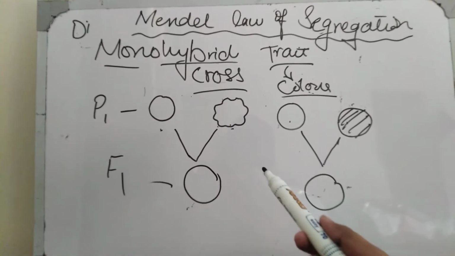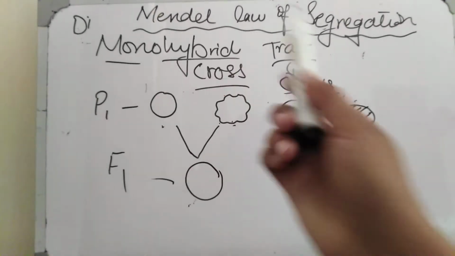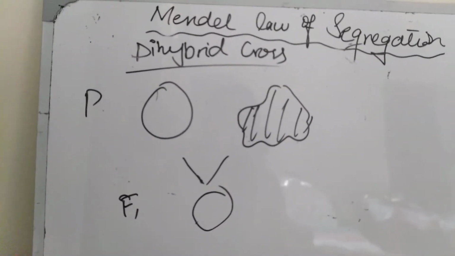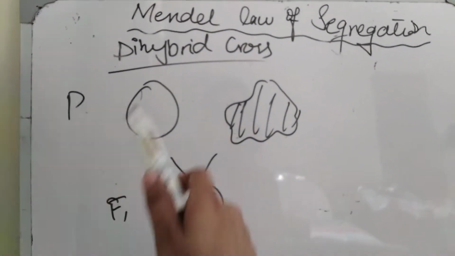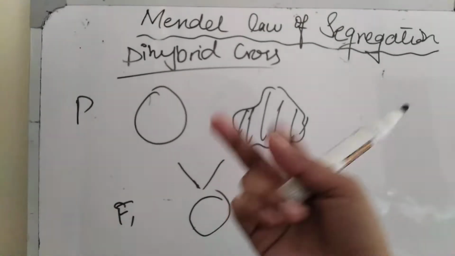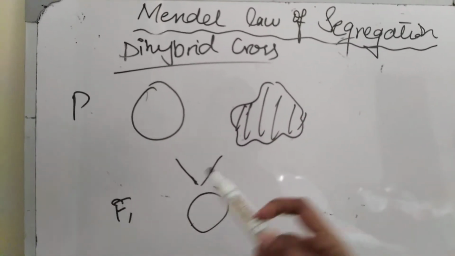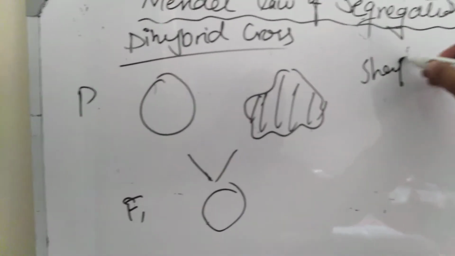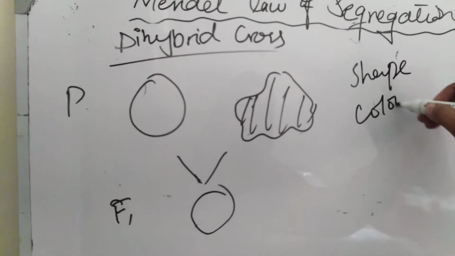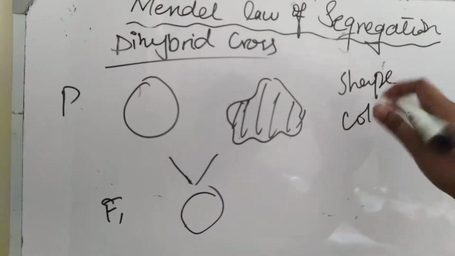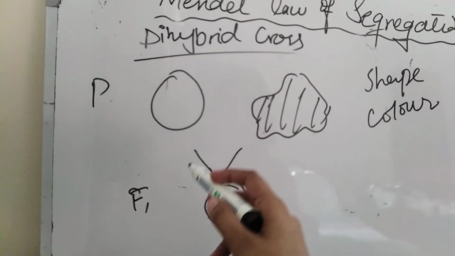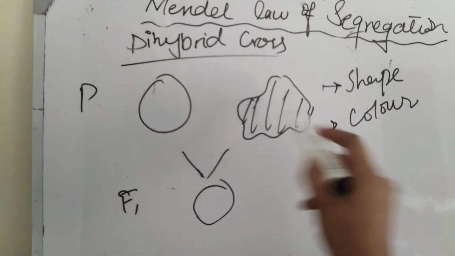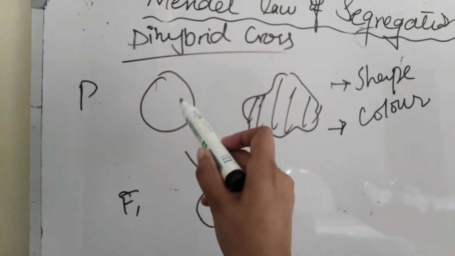Secondly, I am going to tell you the concept of dihybrid cross. It is totally the opposite of monohybrid cross. In monohybrid cross, we discuss one trait. In dihybrid cross, we are going to discuss two traits at a time. In monohybrid cross, we studied shape separately and color separately, but in dihybrid cross, we are going to discuss both characters at the same time: seed shape and seed color.